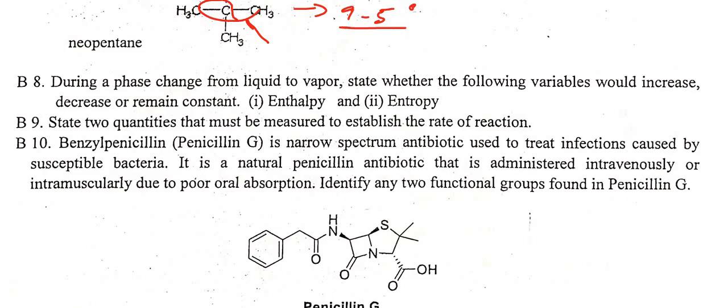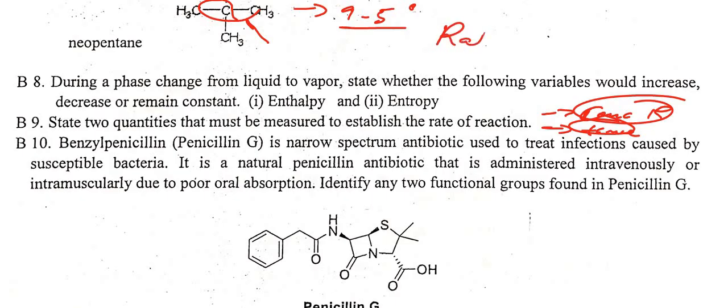Then B9, they're saying state two quantities that must be measured to establish the rate of the reaction. Yeah, so two quantities are going to be what? We say the rate is equal to what? The change in the concentration of the reactants. So just say the concentration of reactants and time. So we just focus on these two things.